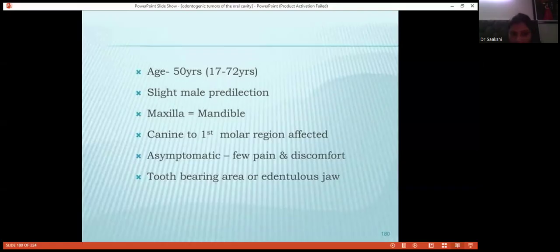Again, it has male predilection. Maxilla is more common than the mandible. Canine to first molar region mostly affected होता है. Usually it is asymptomatic. Very rarely we will feel pain or discomfort. But mainly seen in the tooth bearing area or in the edentulous jaw.